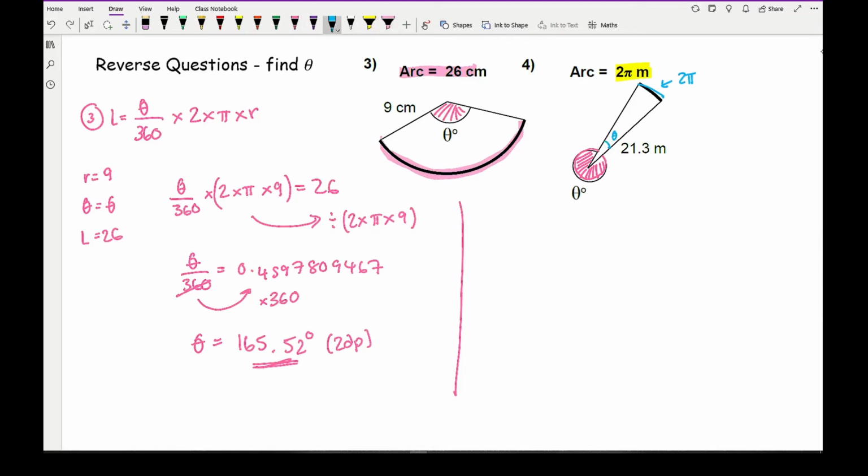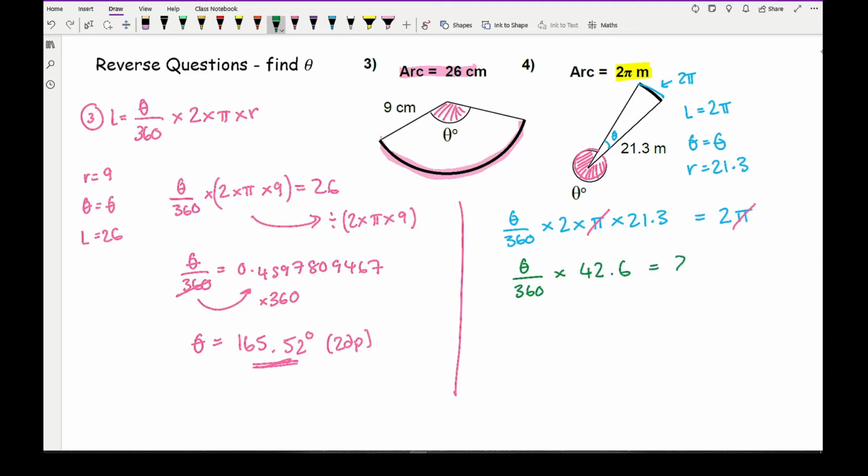So looking at the components, I know that L is equal to 2 pi, I know that theta is equal to theta, and I know that r is equal to 21.3. So substituting numbers in, I get theta over 360 multiplied by 2 times pi times 21.3, and that all equals 2 pi. Because I've got pi on both sides, I can simply cancel those out, so I'm just dealing with numbers. Here I've got theta over 360 times 2 times 21.3, which is 42.6, and that all equals 2.